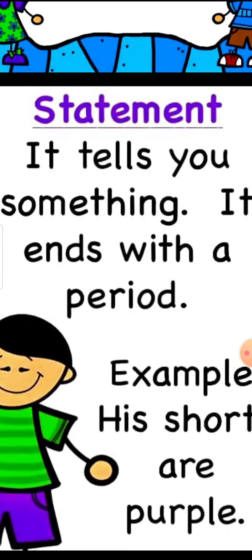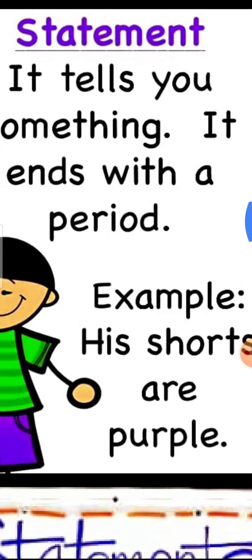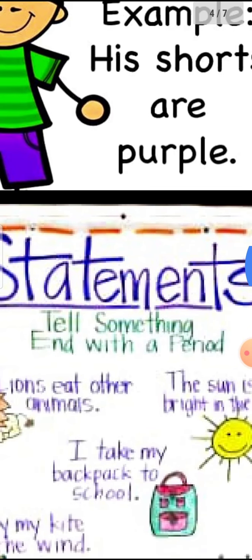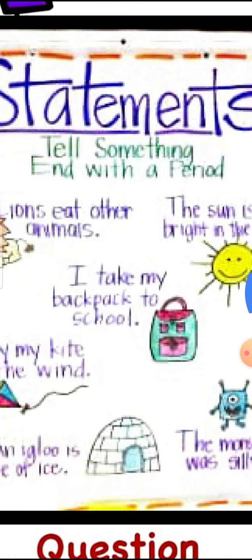Now we can go through it in a detailed format. A statement type of sentence tells you something and it ends with a period. Example, his shorts are purple. So it is a declarative type of sentence. Here the statement tells something and ends with a period.